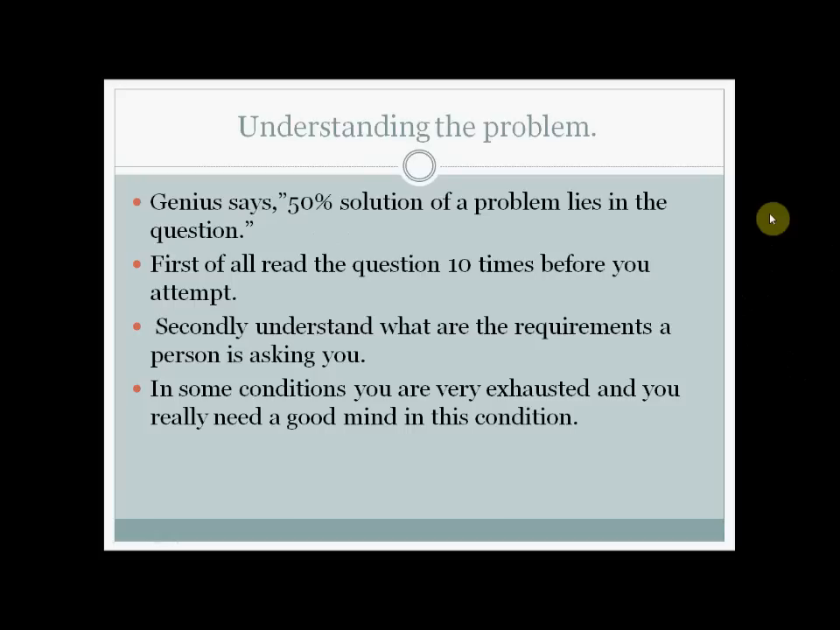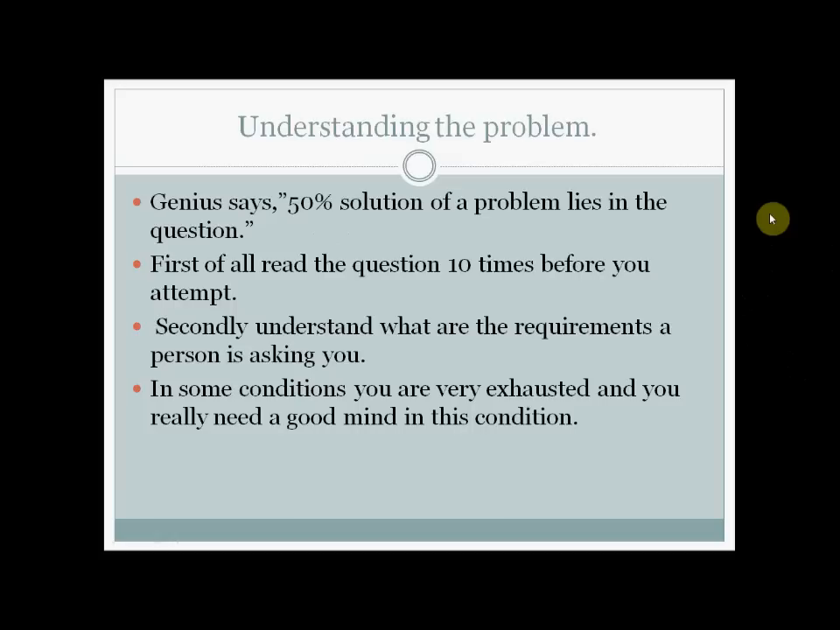Geniuses say 50% of the solution of a problem lies in understanding the question. So you first have to read the question again and again. Even if you need to read it 10 times or even 100 times, you have to read it. This is always a good practice to clear your question first. Secondly, understand what requirements a person is asking you. For example, if you are making a program, then you must know what you will need for making this program.